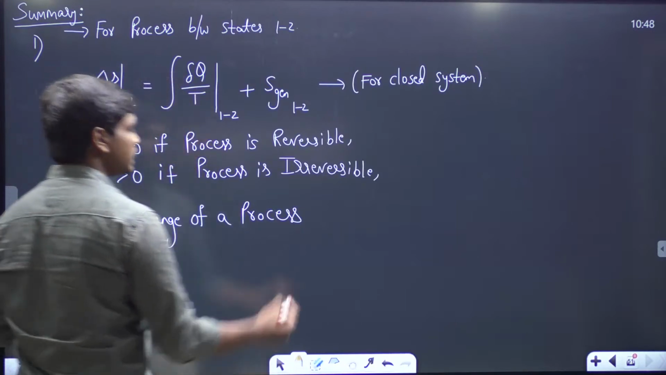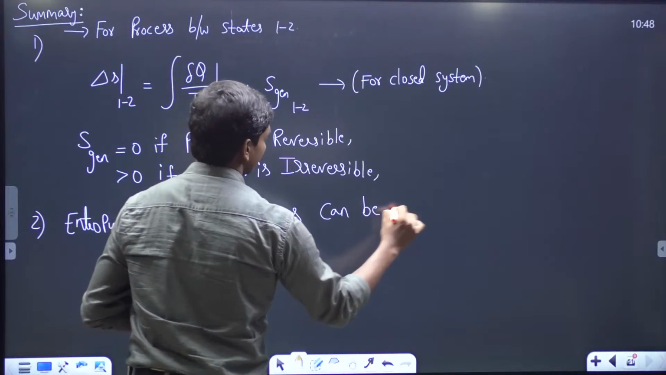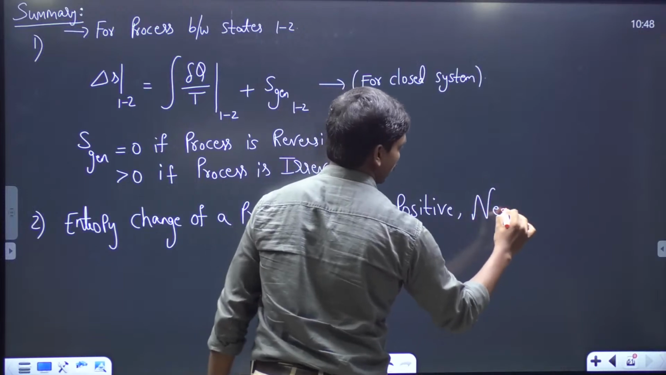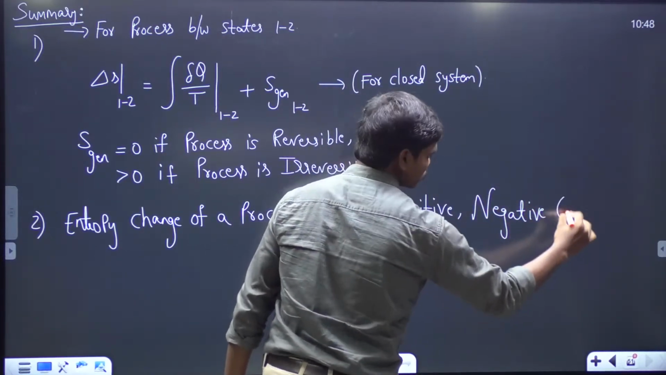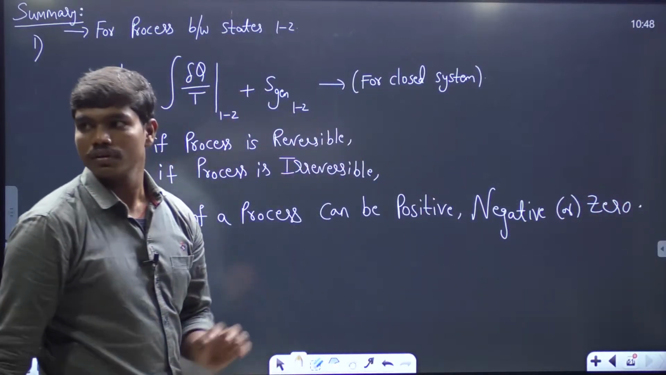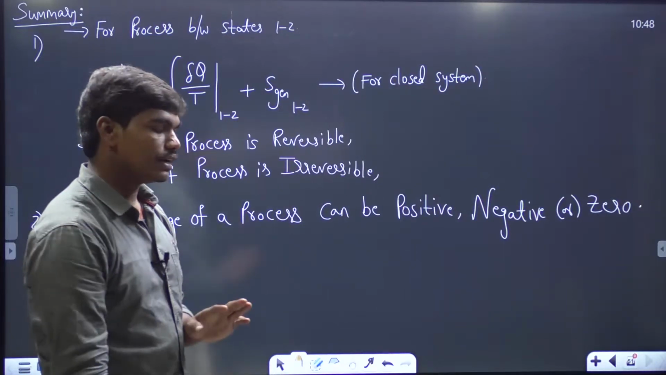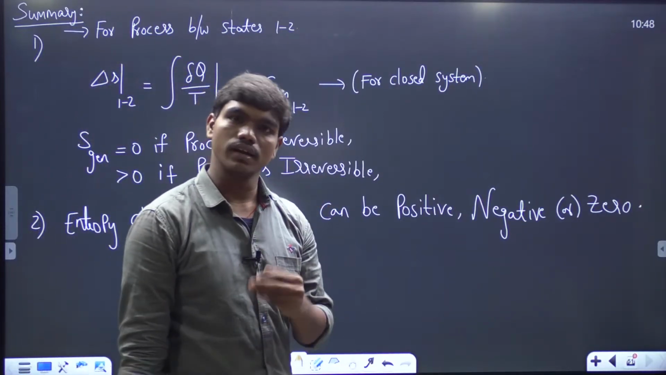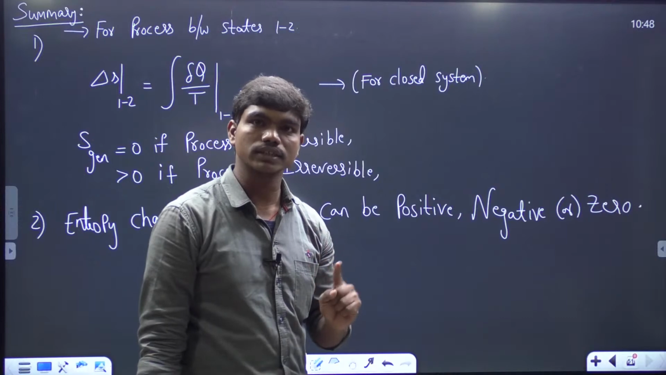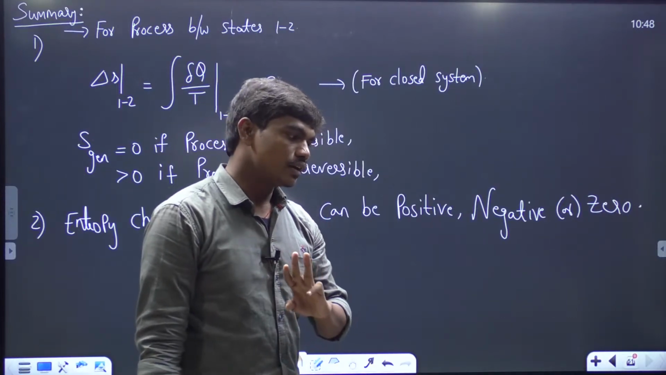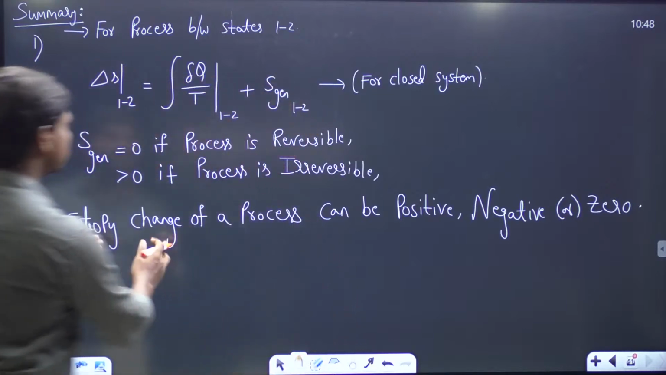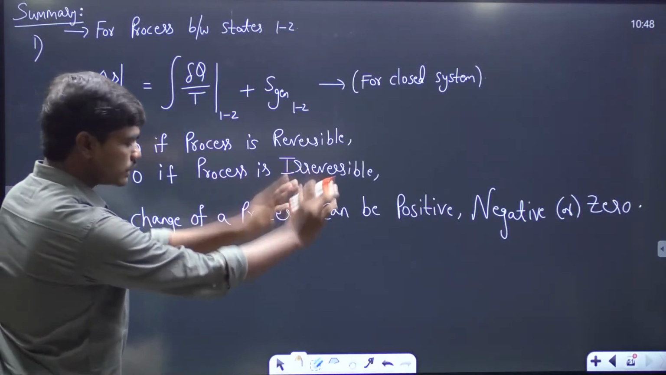So entropy change of a process can be positive, negative, or 0. All of you told no, it's correct, because we have seen it yesterday. Entropy change within a given process can either be positive or negative or 0. Means if a process is happening, entropy can increase, entropy can decrease, or entropy can remain constant. But S generation is always positive if it's present in any irreversible process, correct? So entropy change of a process can be positive, negative, or 0.